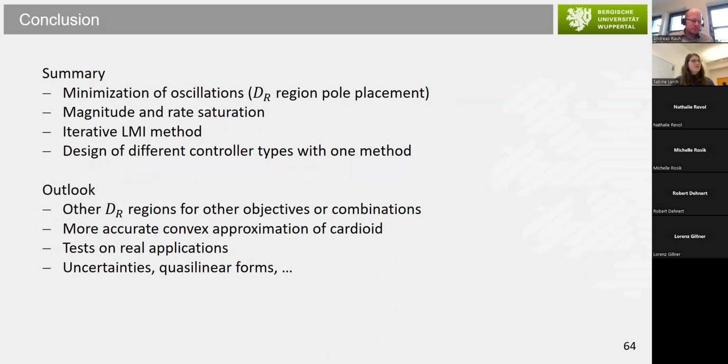And as an outlook, of course, now we can use other DR regions for other control objectives, or combine something like the decay rate and the damping. We can also try to find a more accurate convex approximation of the cardioid instead of this angle ellipse, and of course test it on real applications because those were only simulations here. And in other publications, we have combined the general LMI algorithm with uncertainties and quasi-linear forms. So this could also be an enhancement here.